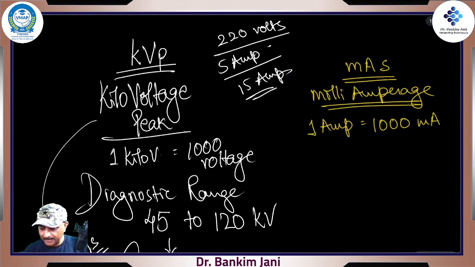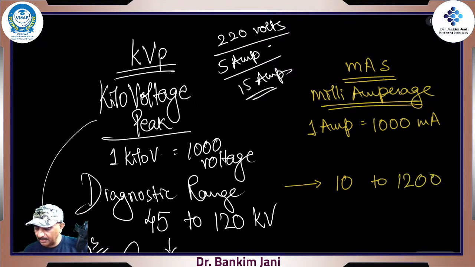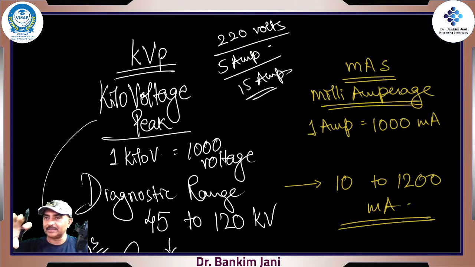Over here, again, the diagnostic range for the milliamperage ranges from 10 milliampere to 1200 milliampere. These are the two factors which we'll be giving. Say, for example, if you want to run this lamp, it is 220 volt 5 ampere. You say, I want to run a geyser, I want to run an AC, 15 ampere. You will require those strong electrons. So that's how they really work.